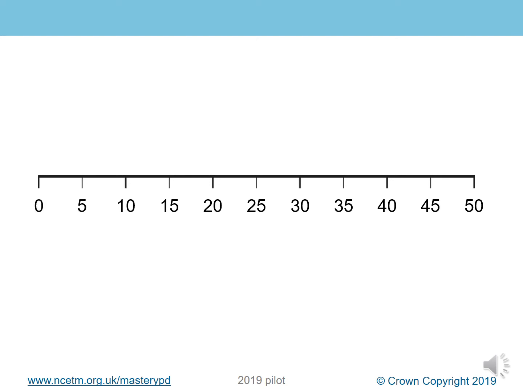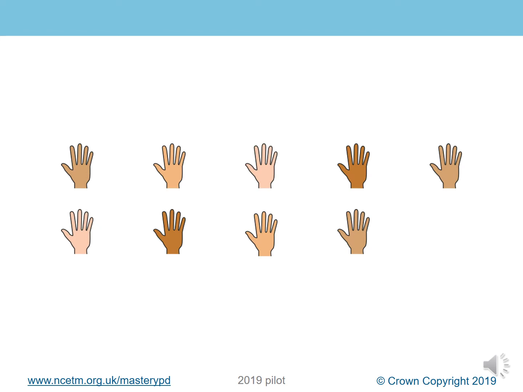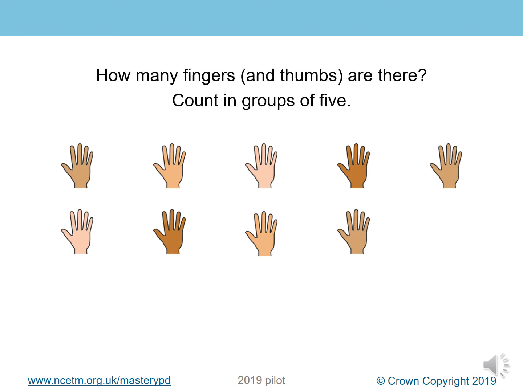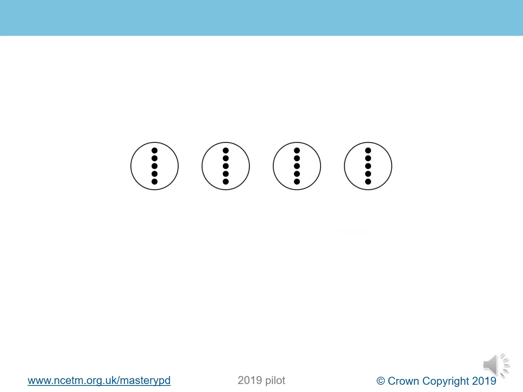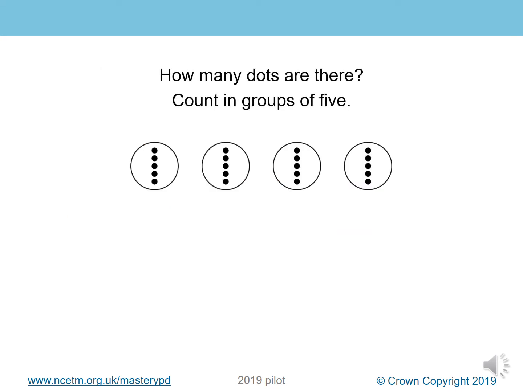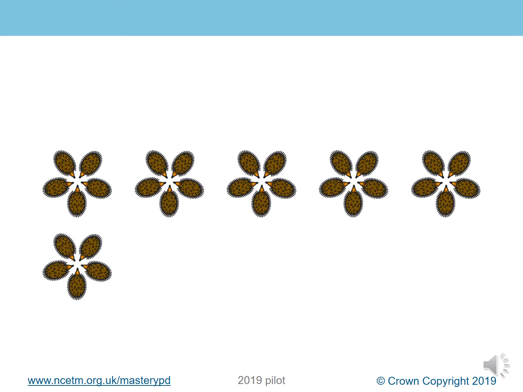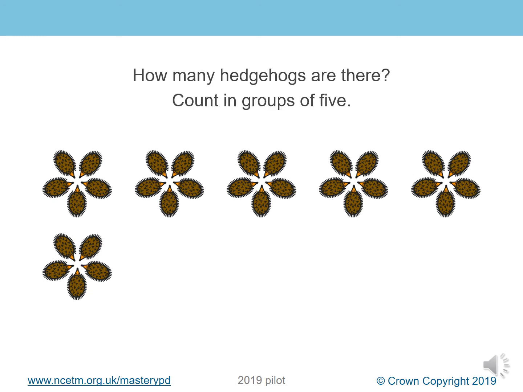So let's count in groups of 5. So here we go. How many fingers and thumbs are there? Counted in groups of 5. Off we go. 5, 10, 15, 20, 25, 30, 35, 40, 45. Wow. This time, counted in 5s, how many dots are there? 5, 10, 15, 20. Ooh, how many hedgehogs are there this time?